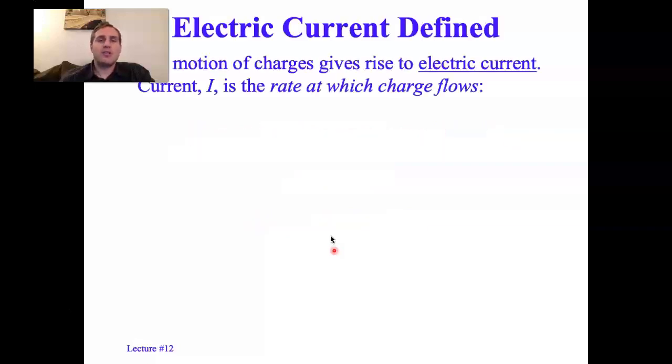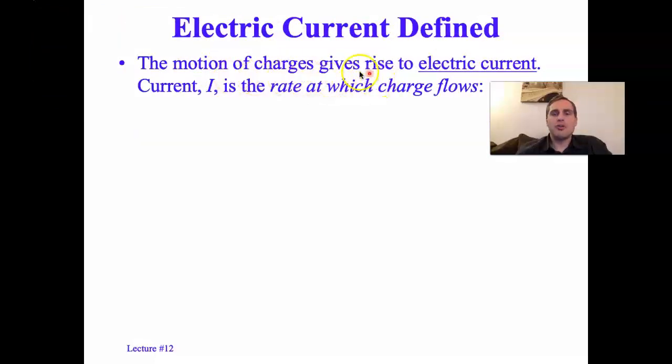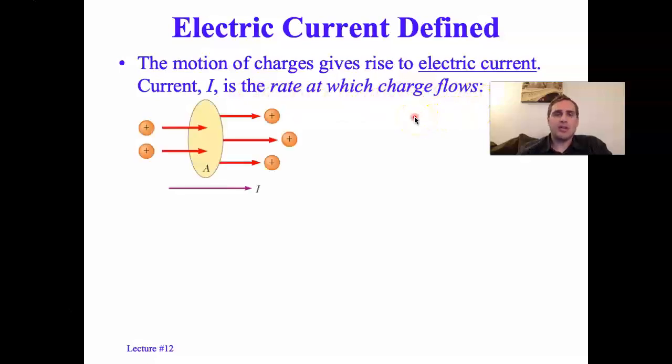started. Let's first talk about what exactly is electric current. Let's define it. Okay? So electric current is going to be the motion of charges that gives rise to electric current. It is given by the symbol capital I, and think of it as the rate at which charge flows. Okay? So imagine you have a cross-section of area where charges are moving through this cross-sectional area.